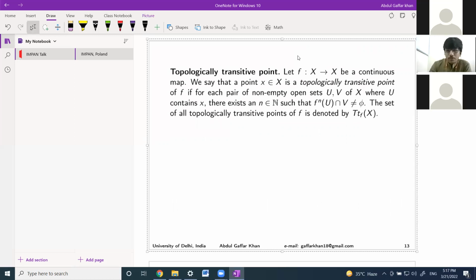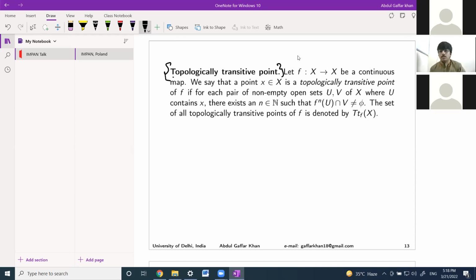This previous result was to establish the similar case in continuous maps, but the more important result we discuss now. To discuss those results, we need to define some notions. The first notion is known as topologically transitive points. Here, we mean this point x is topologically transitive if for every pair of open sets u and v where x is in u, the orbit of u and v will intersect.